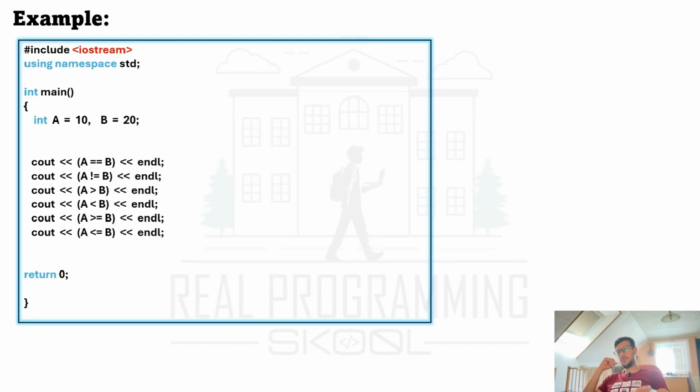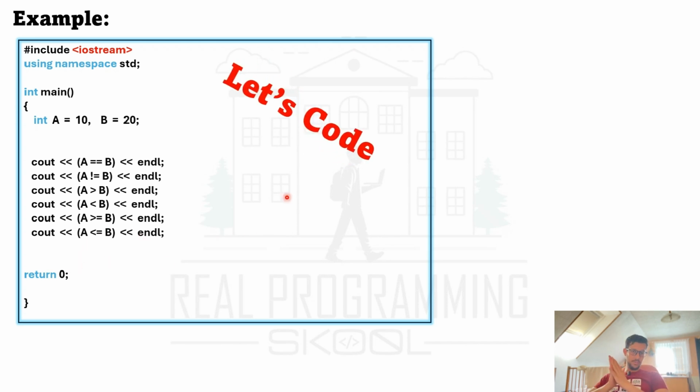All right, and we have this program here. Integer a equal 10, b equal 20, and after that we want to display them on the screen. We use the cout object with a equal equal b, a not equal b, a less than b, a greater or equal b, a less than or equal b. Let's go now to the code and run this program in Visual Studio to understand it more.